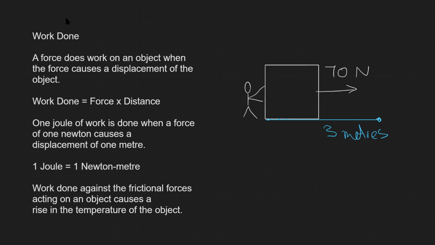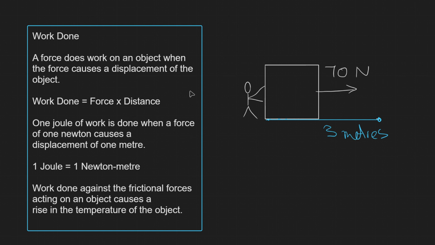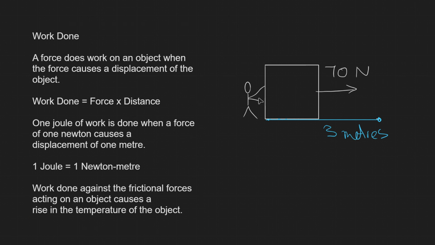So work done next, and a force does work on an object when the force causes a displacement. In other words, anytime we apply a force onto something and it moves, there's work done. Here's this person over here, and they're moving this big box across here with a force of 70 newtons. The work done is defined as the product of the force multiplied by the distance. Symbolically, we would write this as W for work done is equal to force times distance.